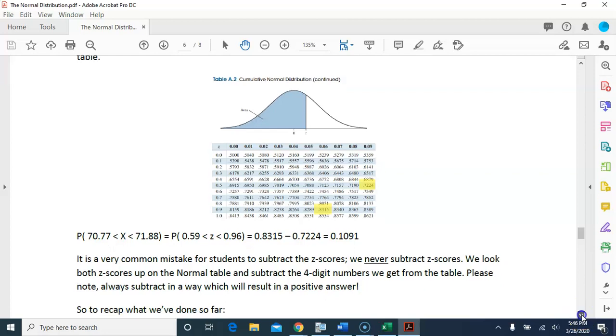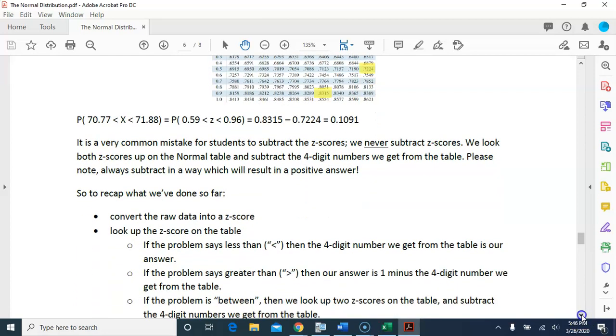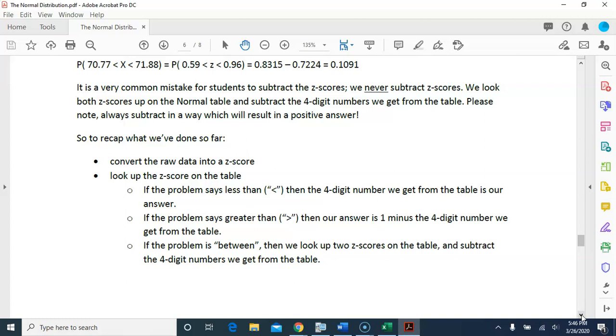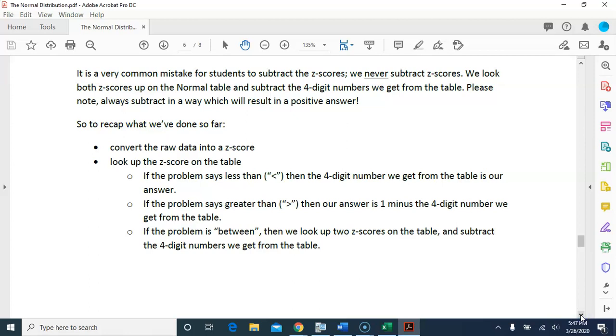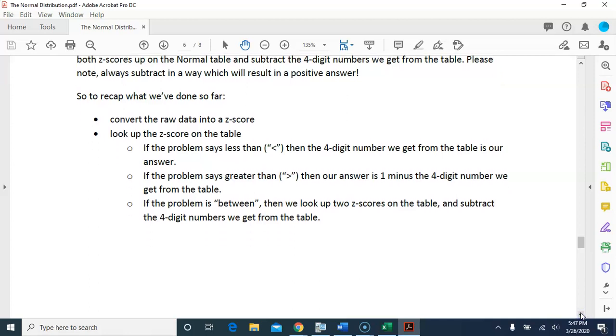So a recap of what we've done so far is we take the raw data from the problem and convert it into a z-score by subtracting the mean and dividing by the standard deviation. And then we look up that z-score on the table. If the problem is less than, then the number off of the table is our answer. Done deal. If the problem says greater than, then we're going to do 1 minus the number we get off of the table, and that'll be our answer. If the problem says between, then we're looking up two z-scores and looking them both up on the table and then subtracting the numbers that we get off of the table.